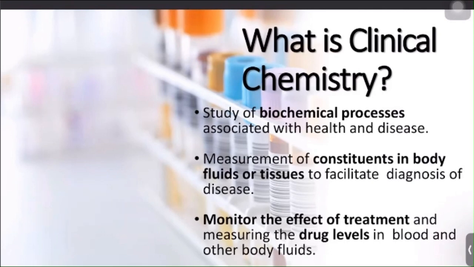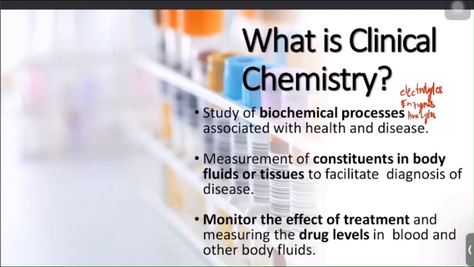So let's go now to your clinical chemistry section. Your clinical chemistry section deals with the biochemical or biological chemical processes associated with health and diseases. More so, this provides us information with regard to the chemicals inside the body, such as your electrolytes, enzymes, and analytes. These are your chemicals inside the body.